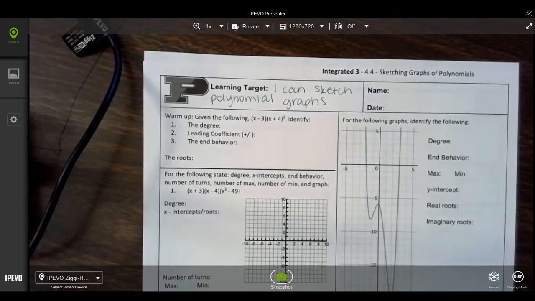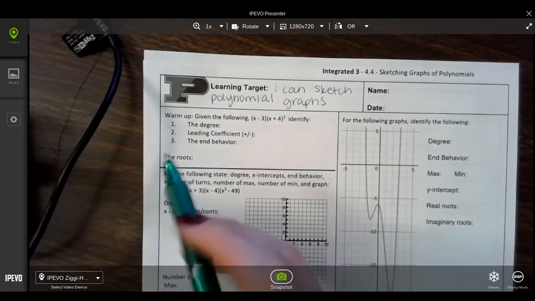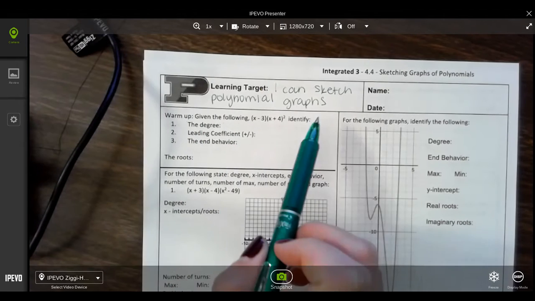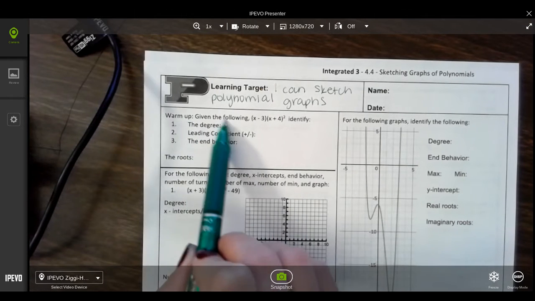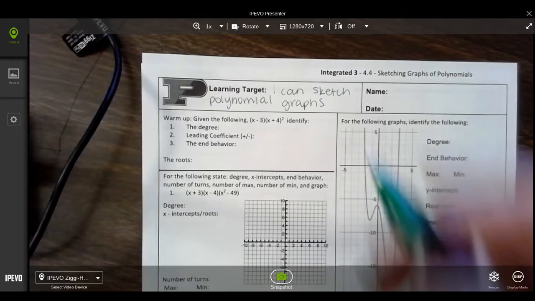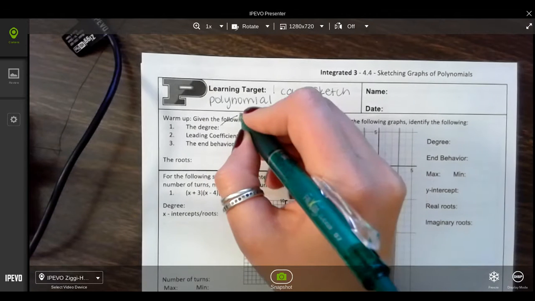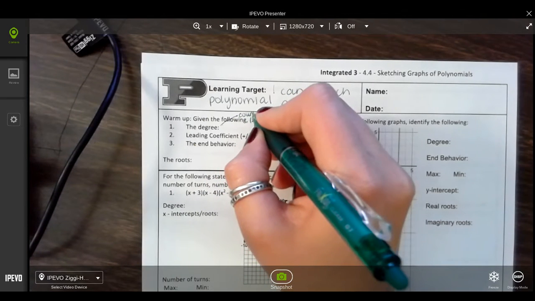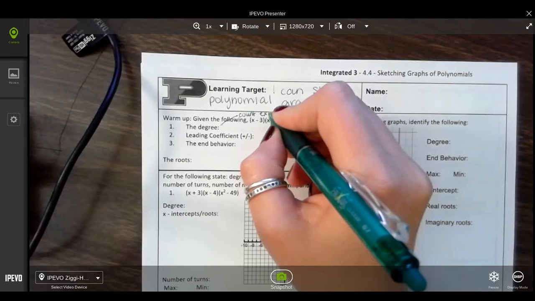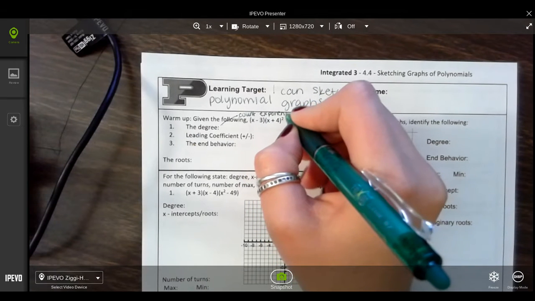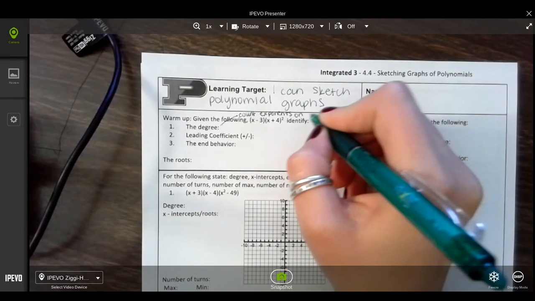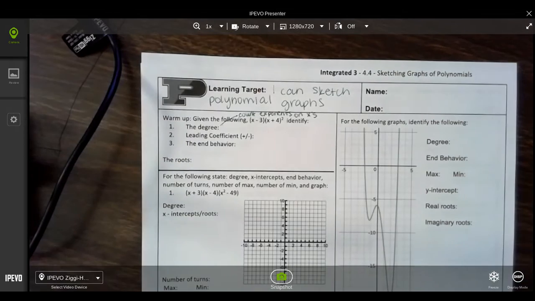Okay, so our warm-up, go ahead and pause this video and try and do the warm-up yourself. Given the following, identify the degree. If you don't remember how to identify the degree, remember for the degree, we need to count the exponents on the x's, or count the number of x's.